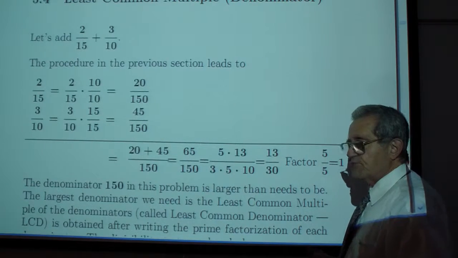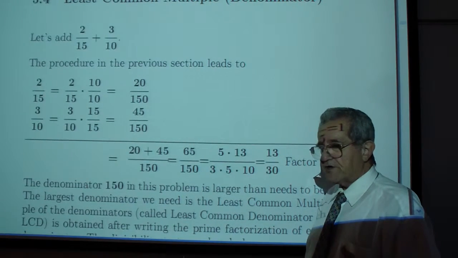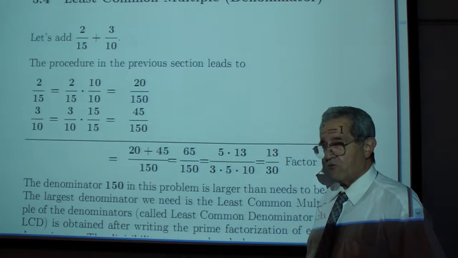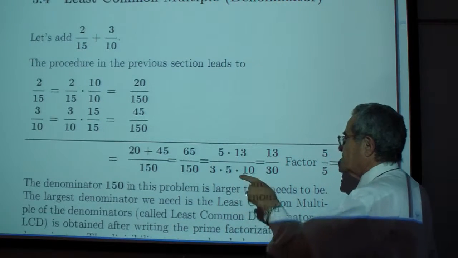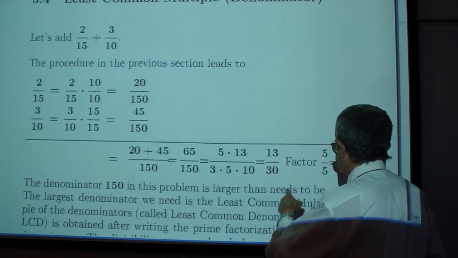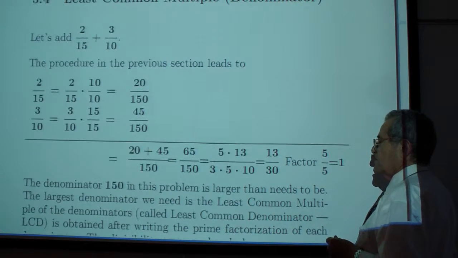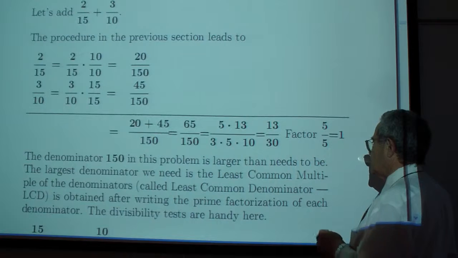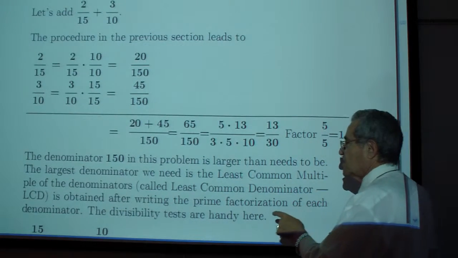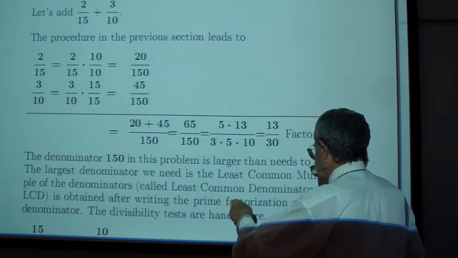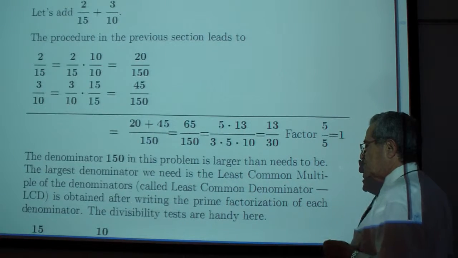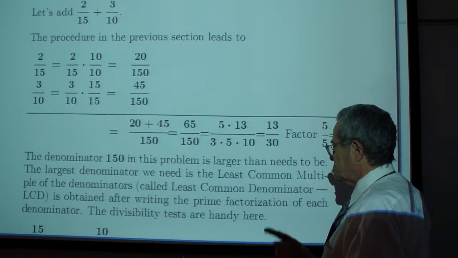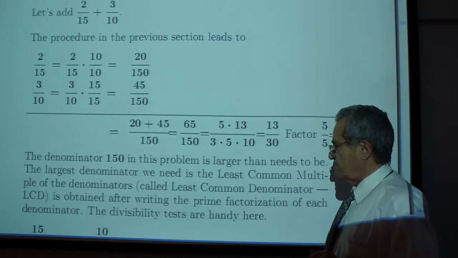Now I know you probably object to doing it that way, but did I do something wrong? No. The denominator 150 in this problem is larger than needs to be. The largest denominator we need is the least common multiple, or least common denominator, which is obtained by writing the prime factorization of each denominator. Divisibility tests come in handy here.